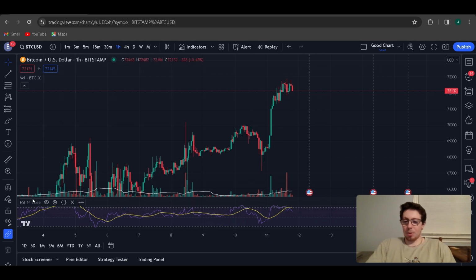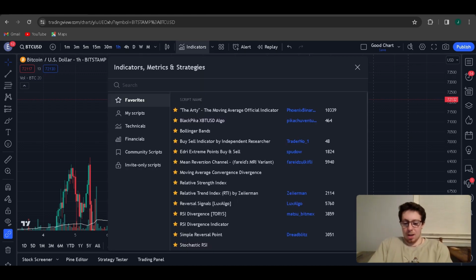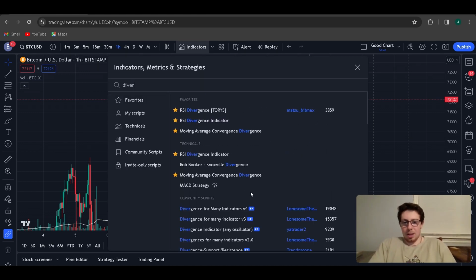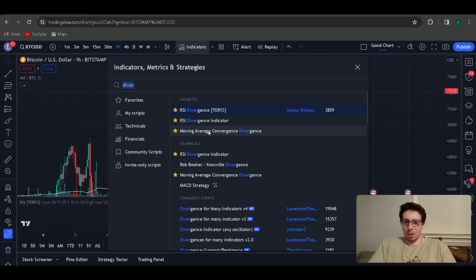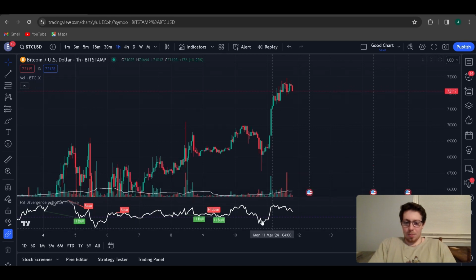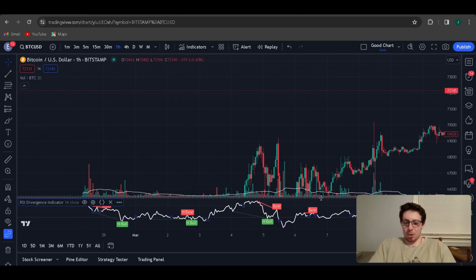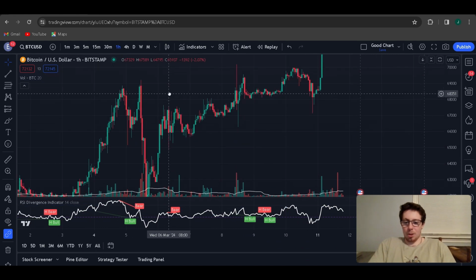But actually, what I prefer even more than this is basically this, but it shows us divergences. And so this one is called, whoops, not that one. This is the RSI divergence indicator. I'm going to remove this here. And as you can see, it shows us, we can see hidden bullish and bearish as well as just regular bullish and bearish divergences, which might help you in your trades.